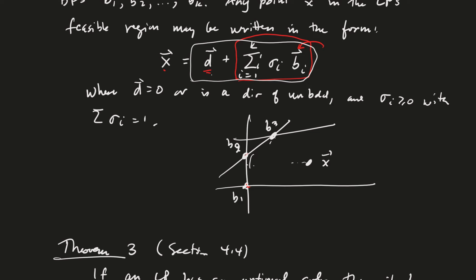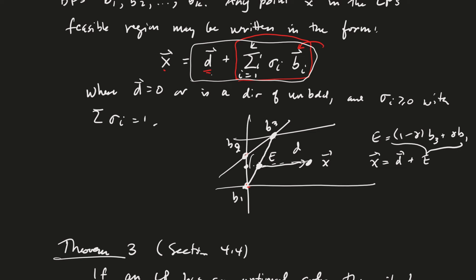And so if I project this back, then I know I could hit my set here. Or actually I could hit it here too. But I could hit my direction of unboundedness here, and let's call that point E. Right, now E is something like 1 minus gamma times B3 plus gamma times B1, right? And then this is D, so therefore X is equal to your D plus your E, which is a convex combination of your points. Do you see how that works?